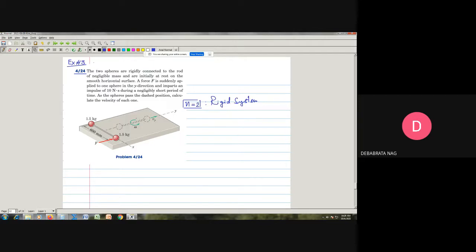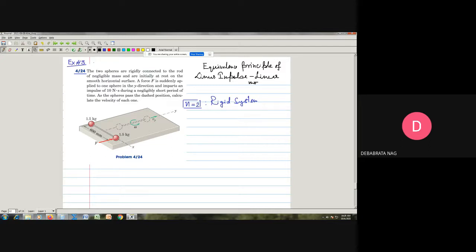So, it is pretty clear from the statement of the problem that the principle we are going to use is the equivalence principle of linear impulse and linear momentum.